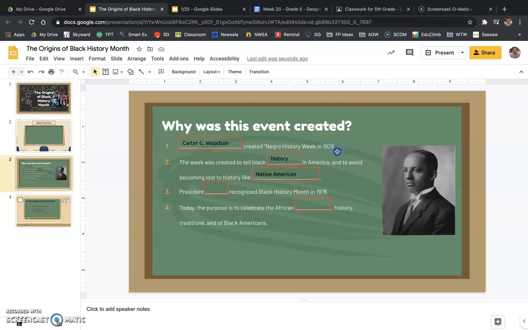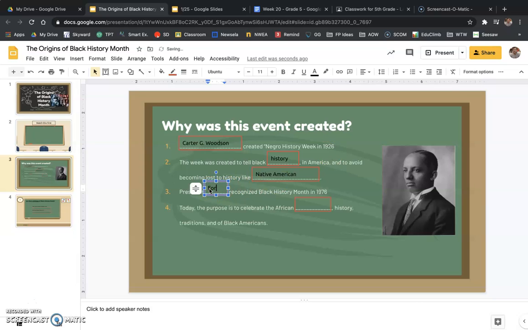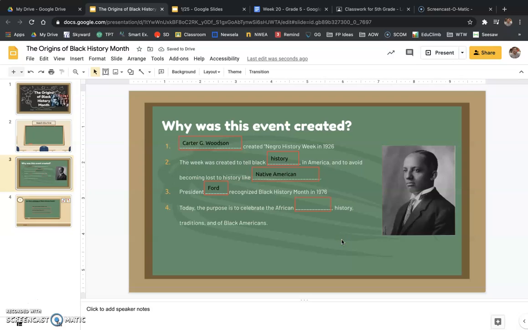It's 1926. Then it was adopted as a whole month in, I think, 1969 at a college in Ohio. But it really was not a whole big thing in the country until President Ford, Gerald Ford, he recognized, he said, you know what we are going to do as a country? We're going to turn it into Black History Month. And that was the year 1976.